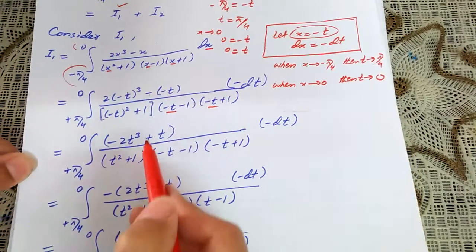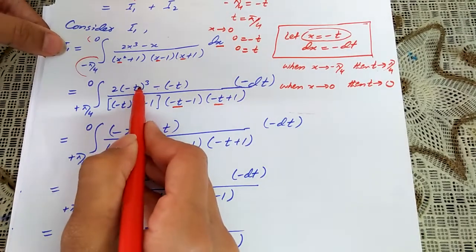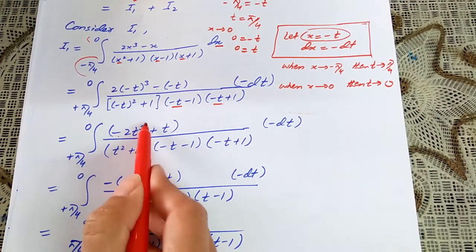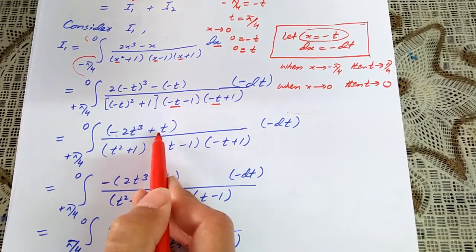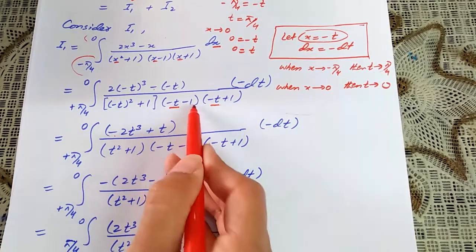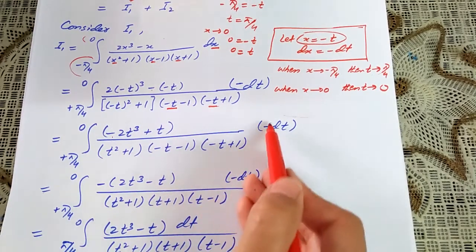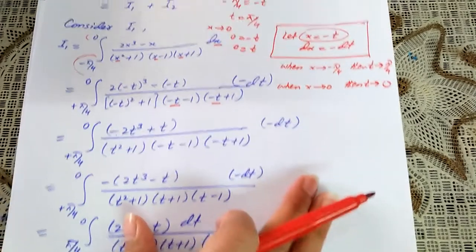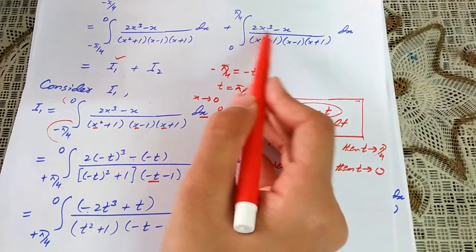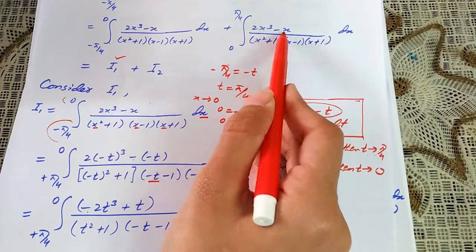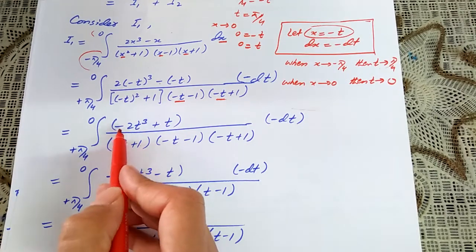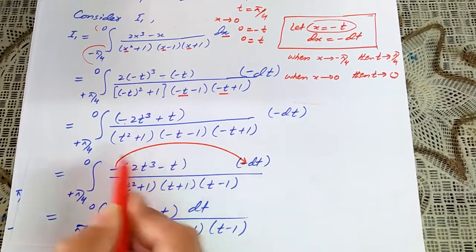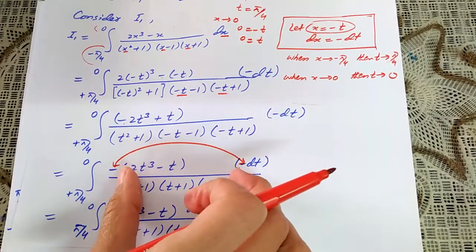Now simplify all your terms. I will get here, this is the odd power of this t, so negative sign will come outside. So it will be negative 2t cube plus t, and this will be t square plus 1, negative t minus 1 and negative t plus 1 into negative dt. I can take this negative sign common so that I can just get back the same function here. You see here we have 2x cube minus x here. It is the same thing but with the opposite sign. So if I take the negative sign common, this negative and this negative after multiplication will give us the positive one.